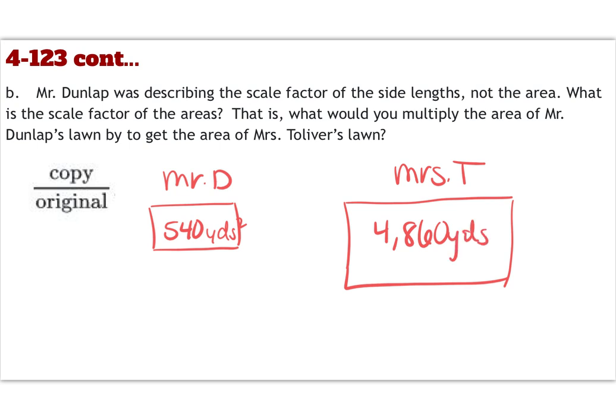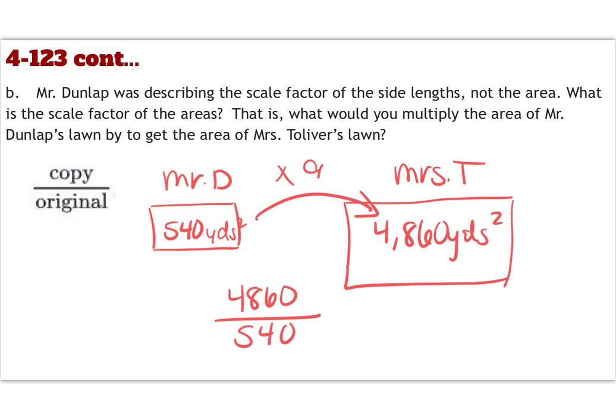what you would multiply the area of Mr. Dunlap's by to get to Mrs. Tolliver's. One way that you could have done this is taken 4,860 divided by 540. That would be the change. If you were to divide, then you would find out that you're multiplying by 9. So 9 would be the scale factor.